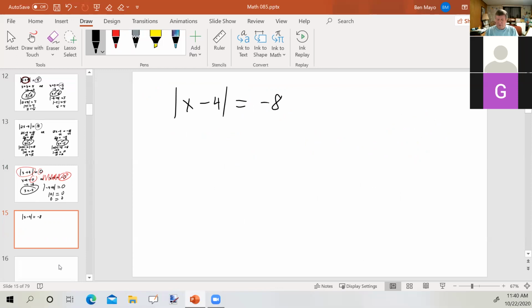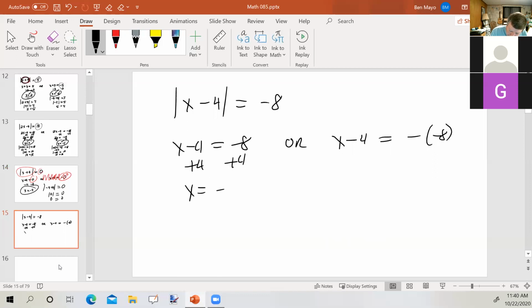Let's say we've got an absolute value equal to -8. Okay, so that means x minus 4 equals -8, or x minus 4 equals the opposite of -8. If x minus 4 equals -8, adding 4 to both sides, we get x equals -4. If x minus 4 equals the opposite of -8, that's like x minus 4 equals what? +8, the opposite of -8. Add 4 to both sides, x is 12.